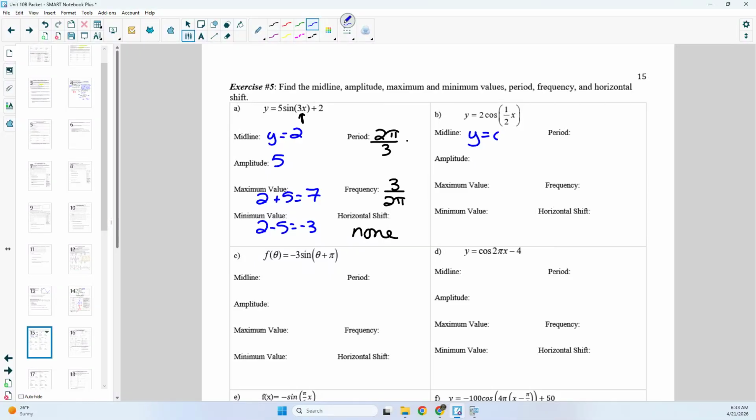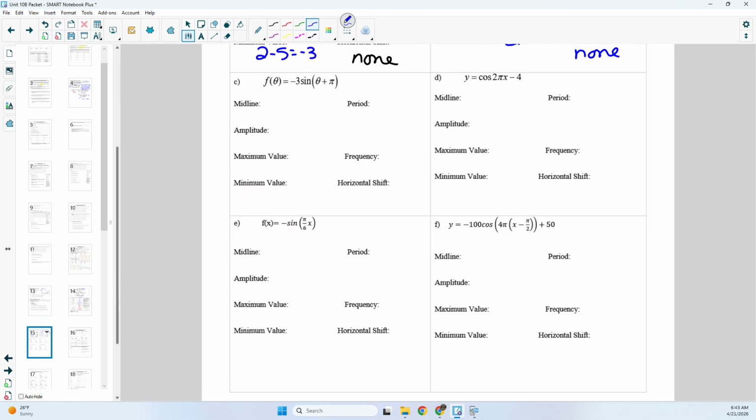Midline, just y equals 0. There's no vertical shift here. My amplitude is 2. My max value therefore is 2, and my min value is negative 2. My period, 2 pi divided by 1/2. Keep change flip to 2 pi times 2, which is 4 pi. And we know that this represents a horizontal stretch of 2. So my normal period of 2 pi got stretched out to 4 pi. So frequency is 1 over 4 pi, and my horizontal shift again is 9. I would suggest trying the next 4 if you haven't already, and you can come back to check.